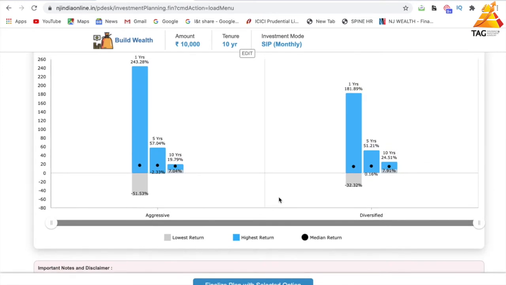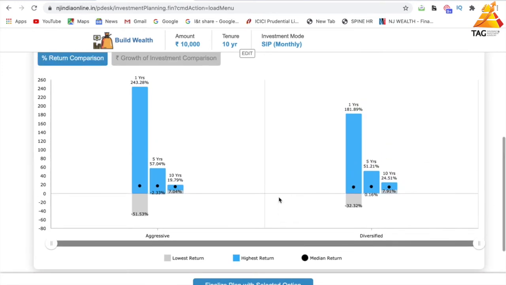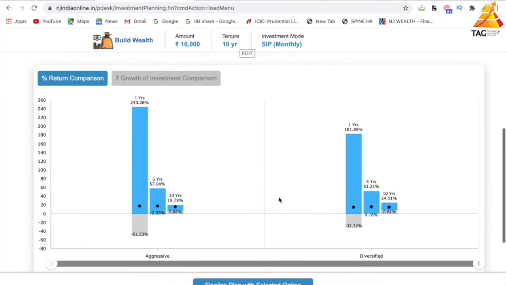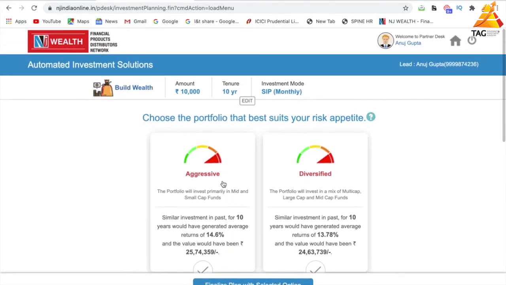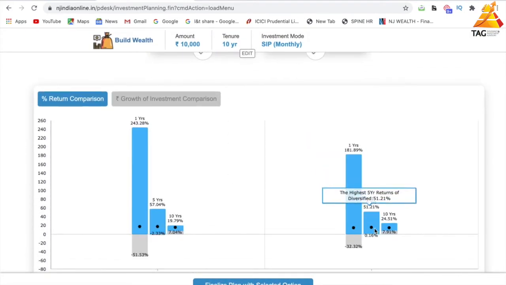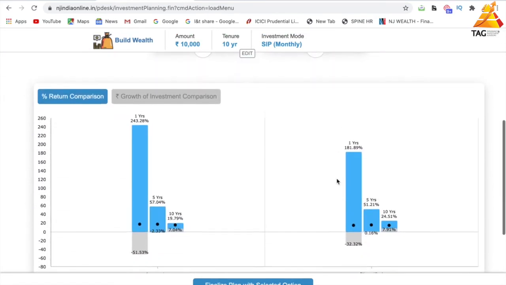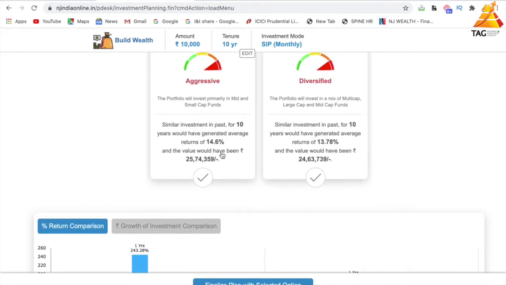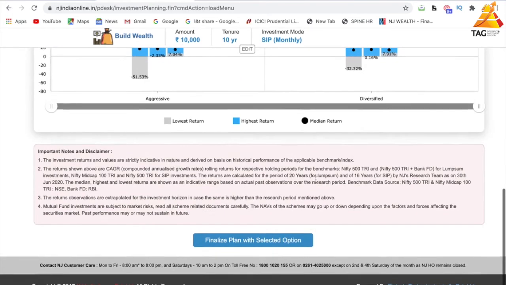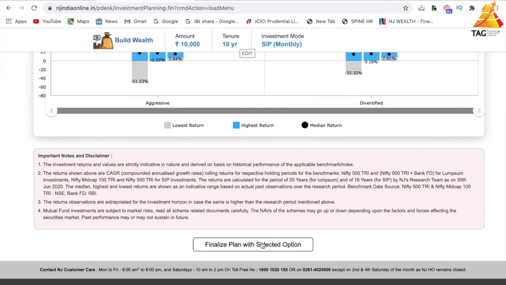Now this gives you a very clear picture of the risk versus reward ratio when you invest in an aggressive portfolio versus a diversified portfolio. So it is clear that somebody who's risk averse should go for a diversified portfolio, and somebody who wants to take risk and is ready to get rewarded for that risk should go for an aggressive portfolio. Supposedly one chooses the diversified portfolio, we can finalize the plan.